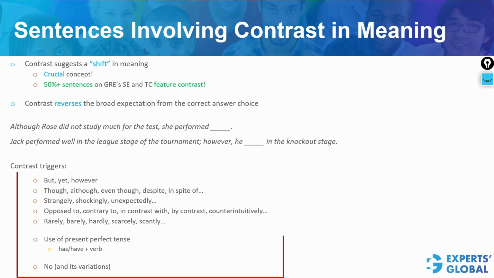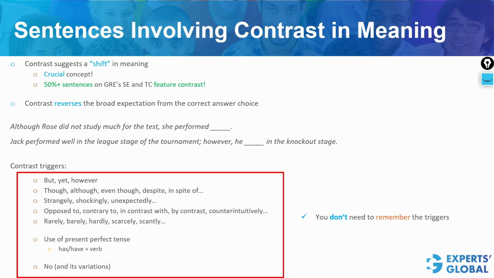Please understand, the list of these contrast triggers is not something that you need to remember. These are just for your conceptual understanding. The list can be endless. You don't have to remember it. The idea is simply that whenever you see such a contrast trigger, expect a shift in meaning.